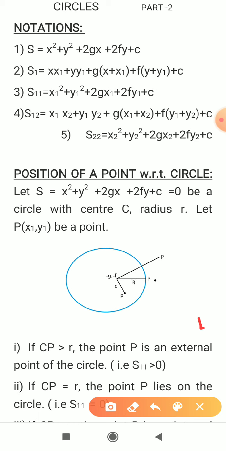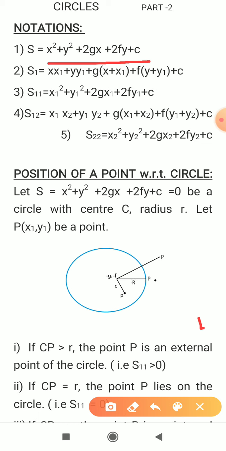The first notation is our general form of the circle, x square plus y square plus 2gx plus 2fy plus c, which is denoted by S. Now we simply write the equation of the circle as S is equal to 0, because we note that S is equal to x square plus y square plus 2gx plus 2fy plus c. So the circle is S is equal to 0. The second notation is S1.